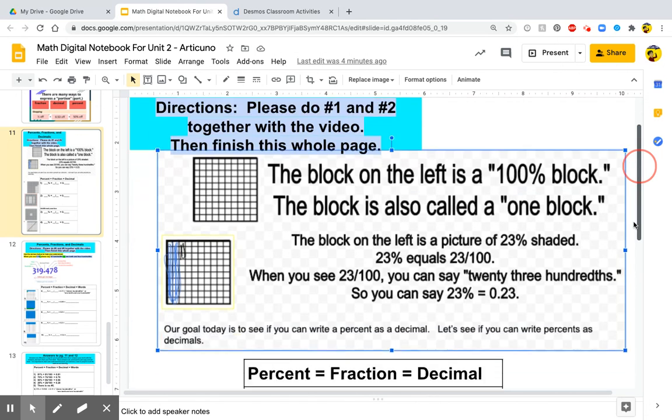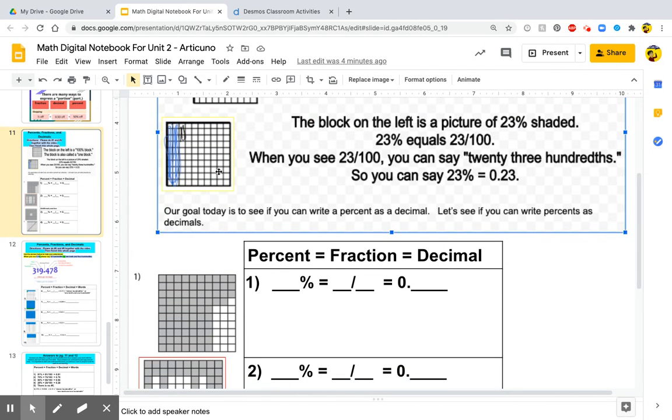Now let's take a look at the next block, and it's shaded in, you'll notice. The block on the left is a picture of 23% shaded. So you notice that 23% is colored in. Now you'll also notice that if you try to count how many tiny squares are shaded, you will notice that 23 of them are shaded. That's why the block on the left is a picture of 23% shaded.